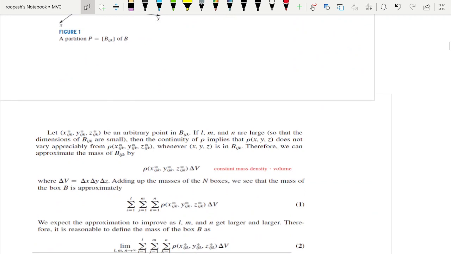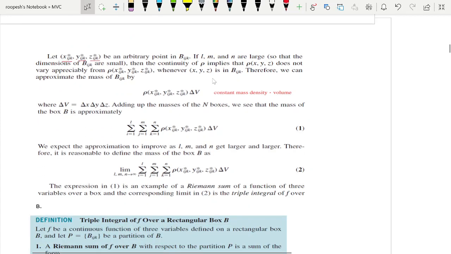Now as in double integration, we take a point of evaluation. That point of evaluation, xijk star, yijk star, and zijk star, is an arbitrary point in Bijk. If L, M and N are large, the dimensions of Bijk are small. Taking this point, we will calculate rho of xijk star, yijk star and zijk star.